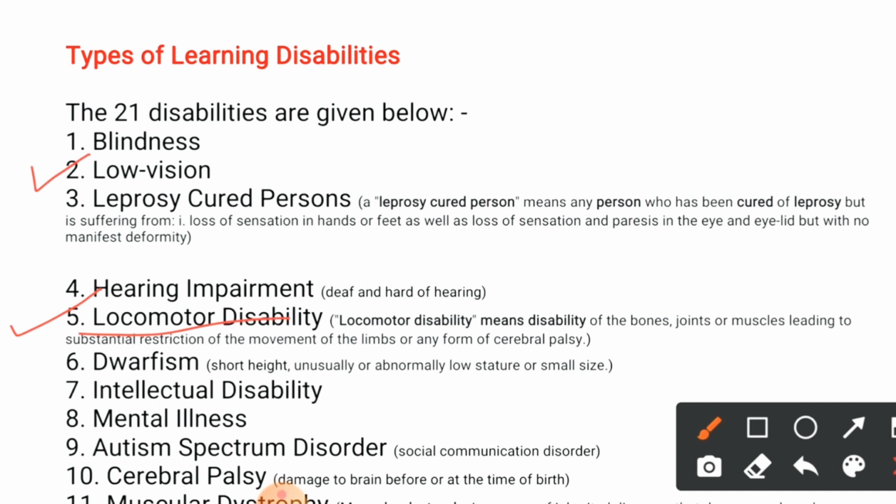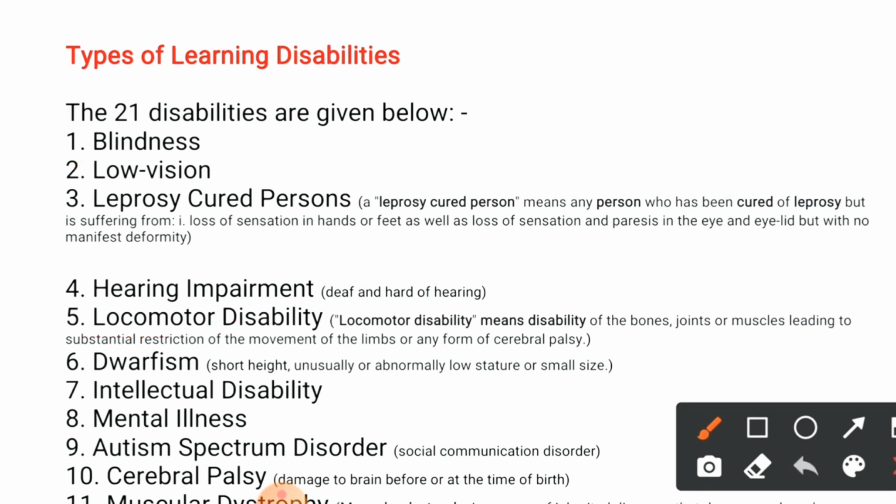He cannot give them proper rotation. For example, for cricket bowling you can rotate your whole hand, but a child suffering from locomotor disability won't be able to make the best use of his muscles. He faces difficulties in this. All right, so this is known as locomotor disability.